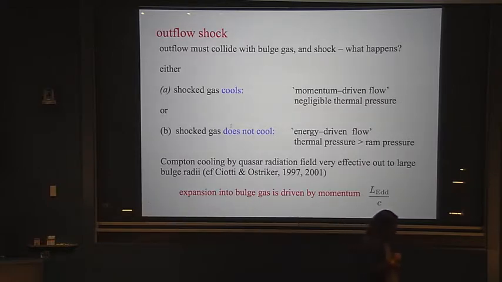And the details of this model, one kind of nice version is presented in King and Pounds 2015. It's one of the references at the start. So this outflow model, to couple the small scales to the large scale, has two regimes, two ingredients, basically. Essentially, the black hole will power an outflow, and this outflow will collide with the bulge gas, and it will shock. There are going to be two stages depending on what happens after this shock.